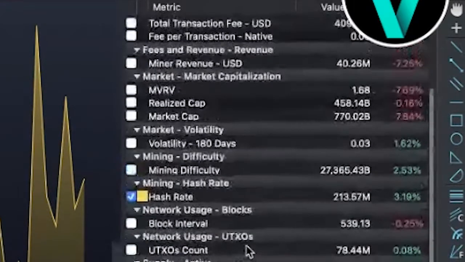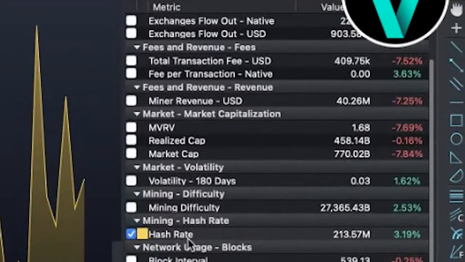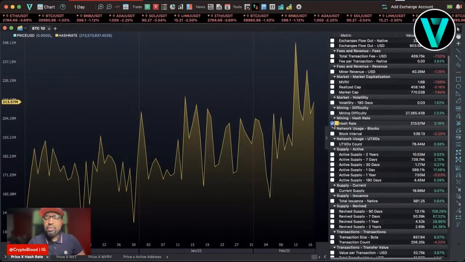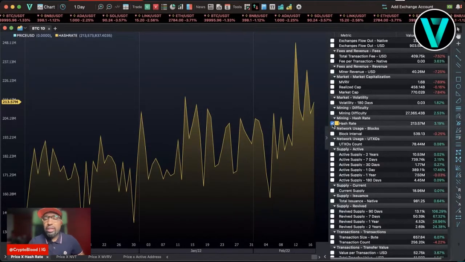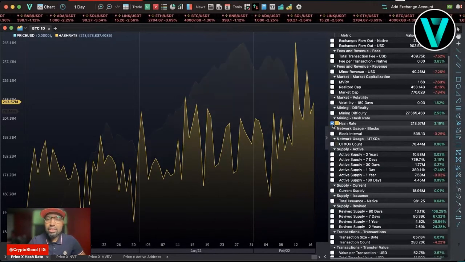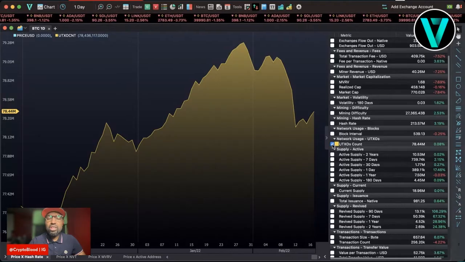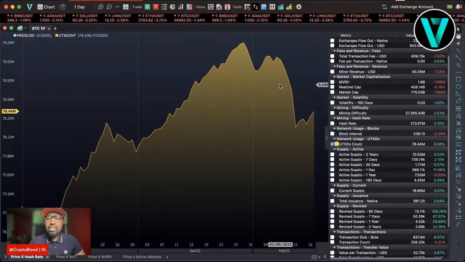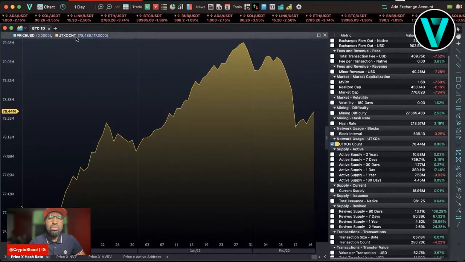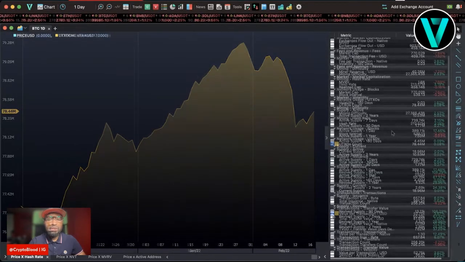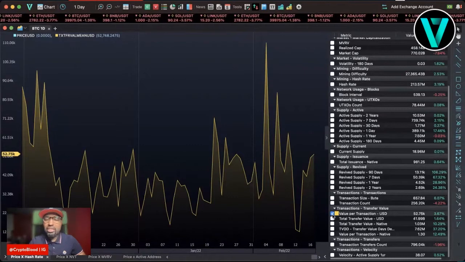So currently we are looking at the hash rate for Bitcoin. You can play around with seeing if there's some correlation with hash rate and the actual price of Bitcoin. There sometimes is a correlation there. You have stuff like average UTXO per day. This is for Bitcoin, and again, you can do this for any other pairs that you want, and that's what's so great about it. You can look at stuff like value per transaction.